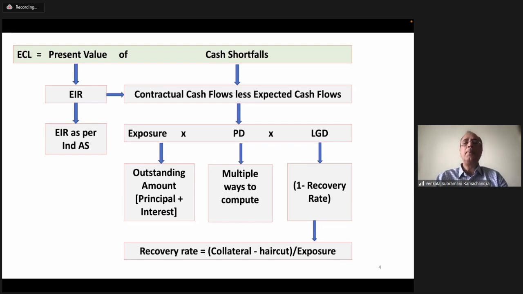So you will have to apply proper common sense to find out what haircut should be applied. Collateral as reduced by the haircut, divided by the exposure, gives you the recovery rate. So 1 minus recovery rate is your loss given default. When a default occurs, the loss that can arise on account of that default is defined as the loss given default.